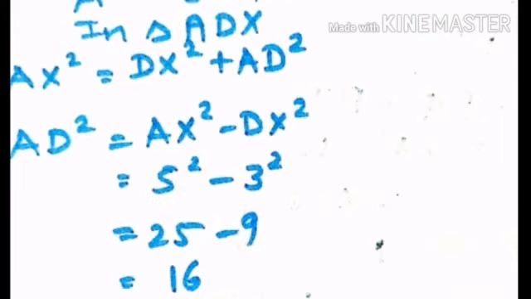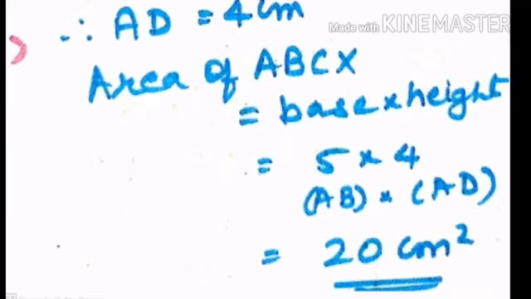For that, in triangle ADX, you check ADX, we use Pythagoras theorem to get value of AD. Why? Because AD is the vertical height, that is why. So AX square is equal to DX square plus AD square, and AD square is equal to AX square minus DX square. Students, this you should now understand that whichever value you want to find, accordingly you have to change your equation. So substituting values, 5 square minus 3 square is equal to 25 minus 9 is equal to 16, and taking square root on both the sides we get AD is equal to 4 centimeters.